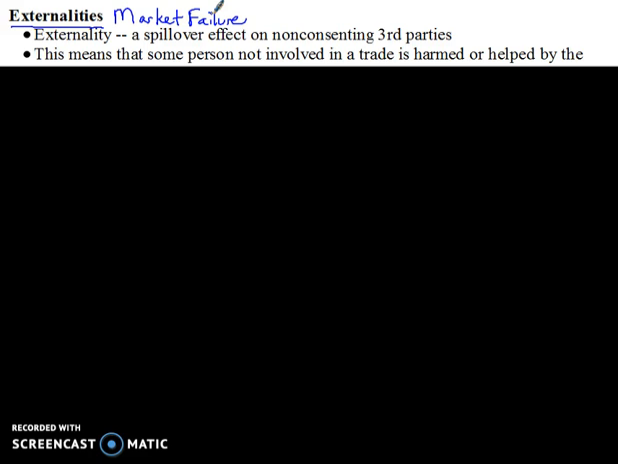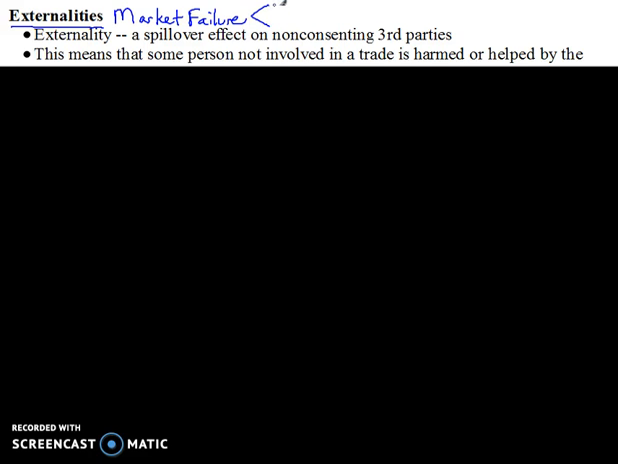There are two types of market failures. A market failure is when the market economy leads to an inefficient outcome. And there are two ways that this could happen.